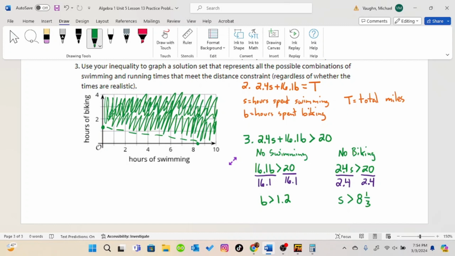So any combination of hours swimming and hours biking in the green shaded area is a solution because it means they did more than 20 miles total. Anything on the dashed line would not be a solution because the dashed line would be exactly 20 miles, and nothing in the unshaded area is a solution because all of those combinations would make it less than 20 miles total.